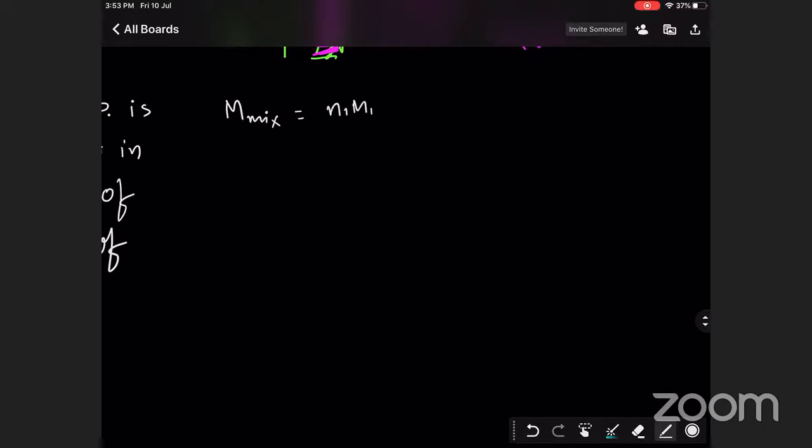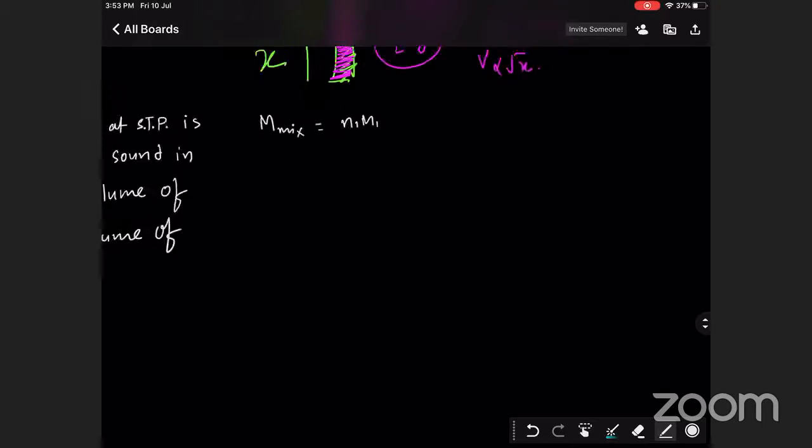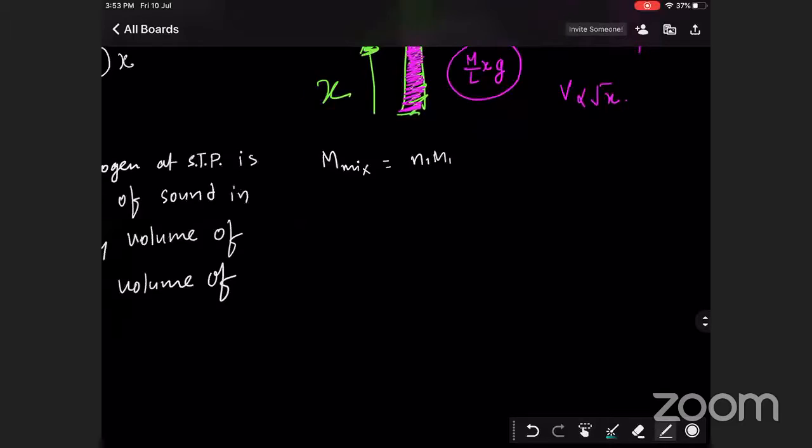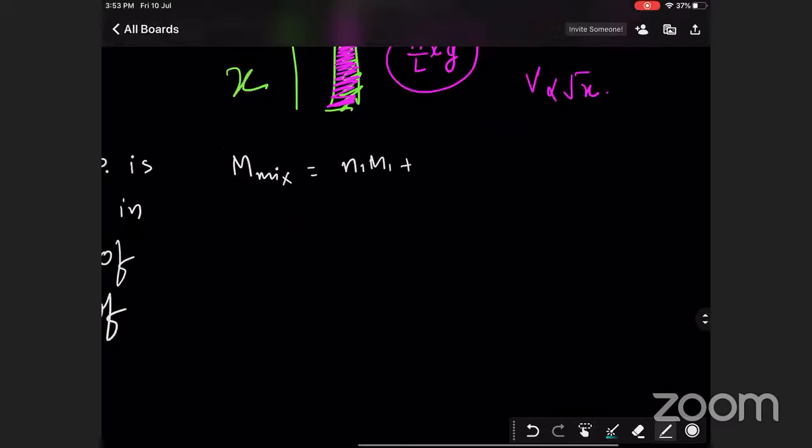Correct. No, you are not reading the question properly. They want at 819 degrees centigrade. Something else. 252 into root. Yes, correct, correct. M1 N1 plus N2 M2 divided by N1 plus N2. Very good, bachcho. By this formula, we can find the molecular mass of mixture.